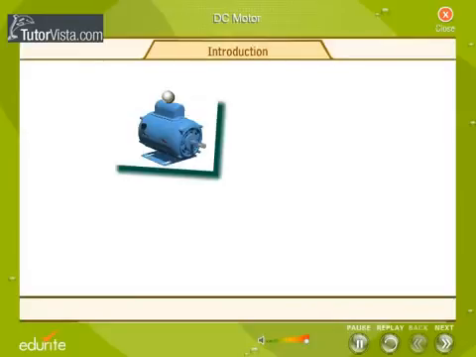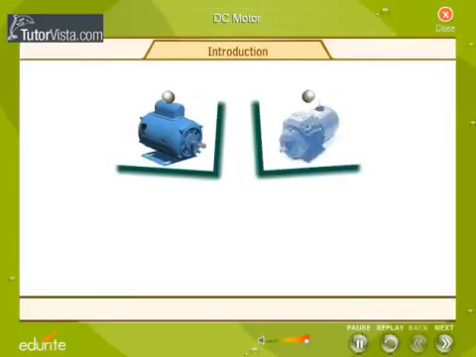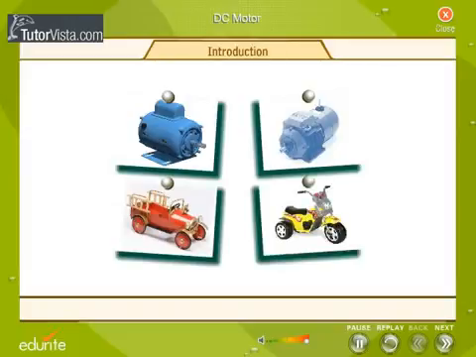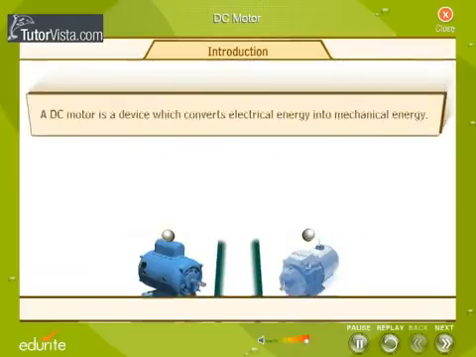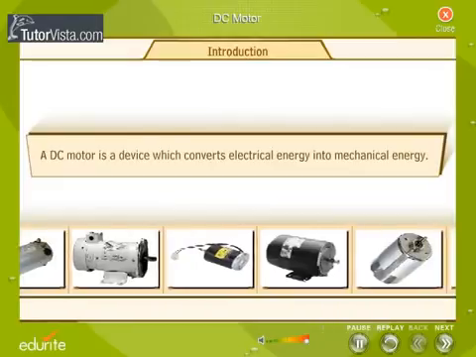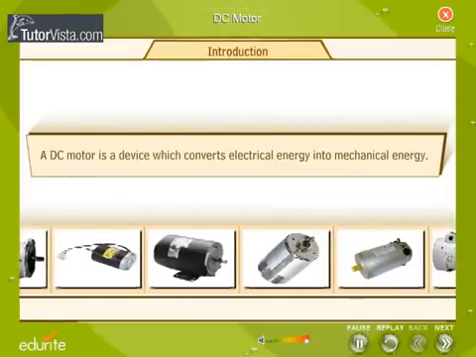Electric motors are everywhere. Almost every mechanical movement that you see around you is caused either by an alternating current or direct current electric motor. Here we are going to explore a DC motor. A DC motor is a device which converts electrical energy into mechanical energy.